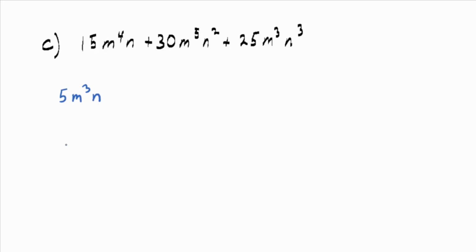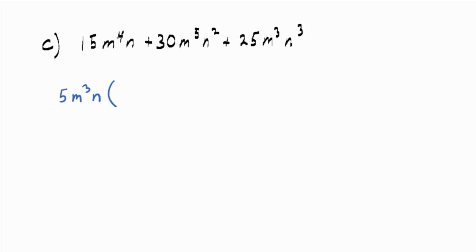Does everybody see that? So you look at the coefficients first and then go to each base, taking the smallest power of each base, base m and base n in this case, to form your GCF. Is that easy enough? Okay, now I think this part's harder actually. What's left? It's not that it's harder, it's just easier to make a mistake here.